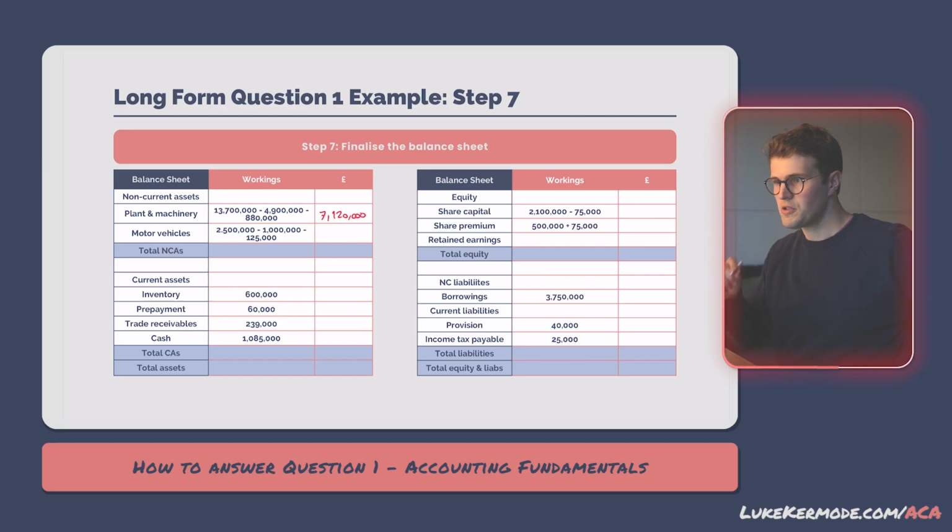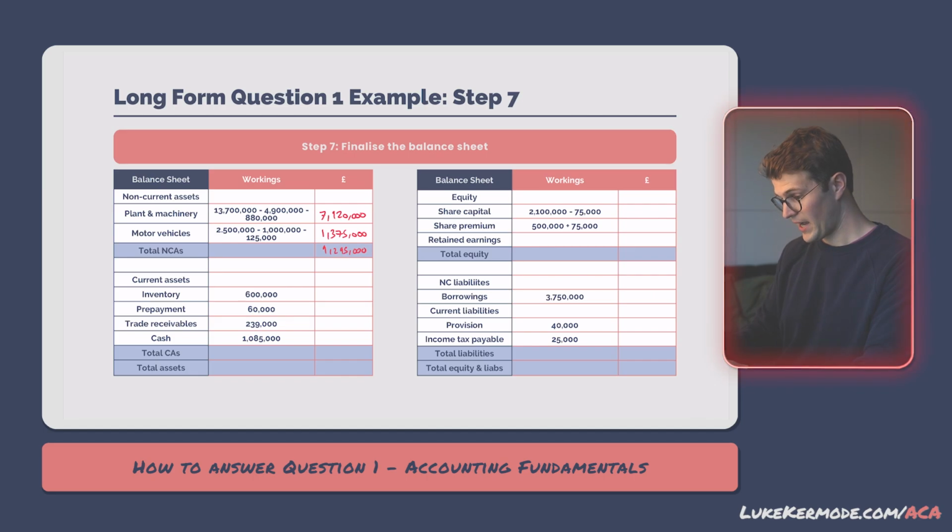7,920,000. Motor vehicles has a carrying amount equal to 2.5 million less a million less 125,000. So it has a carrying amount of 1,375,000, and total non-current assets equals 9,295,000.